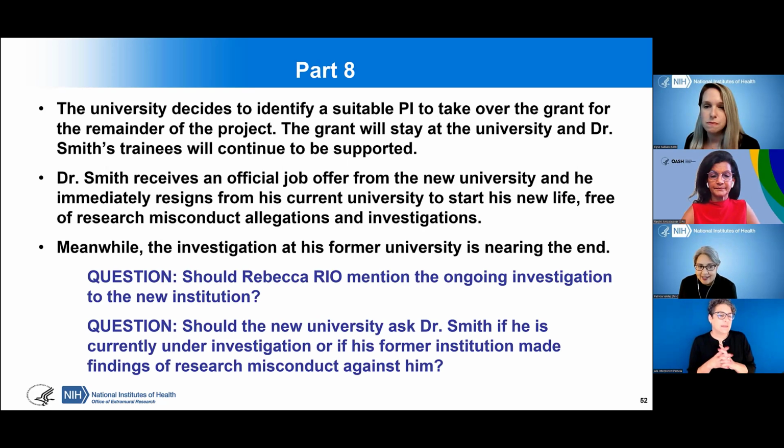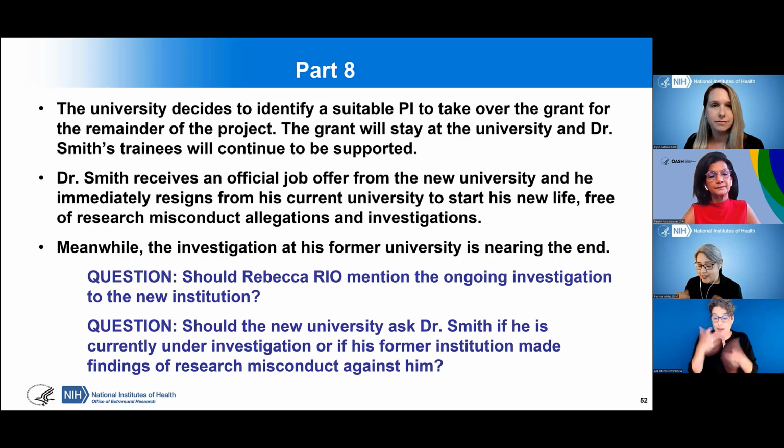Okay, so part 8, the university decides to identify a suitable PI to take over the grant for the remainder of the project. So in this way, the grant is going to stay at the university and Dr. Smith's trainees are going to continue to be supported. This is something that the NIH really cares about. We don't want to just take grants away from people. If the grant is able to continue, we want to make sure that it can. Okay, so Dr.